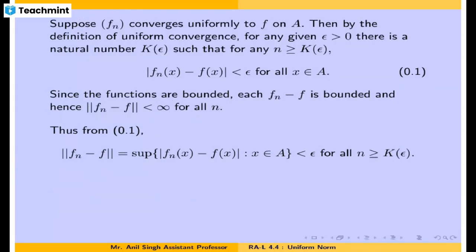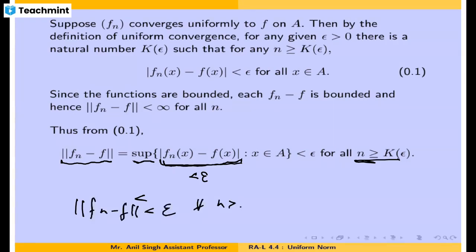So what is the norm of fn minus f? By definition, it is the supremum of |fn(x) - f(x)|. But you know that whenever n is greater than or equal to k epsilon, we have from inequality 0.1 that |fn(x) - f(x)| is less than epsilon. That means every number in this set is less than epsilon, hence the supremum will also be less than epsilon. Supremum cannot be larger than epsilon, hence it follows that the norm of fn minus f is less than epsilon for all n greater than or equal to k epsilon.